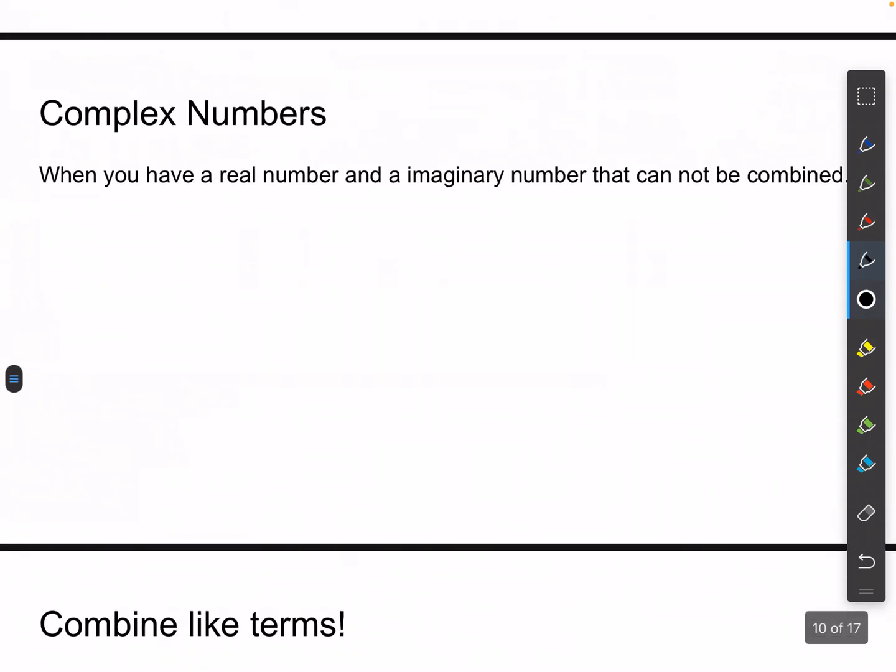All right, complex numbers. This is when you have a real and an imaginary number that cannot be combined. Okay, so whenever there's a real part of an answer and that's a separate term from an imaginary, we cannot combine these things. Those are not like terms. We can't say, oh, that's 7i. No, that's not 7i. That's 4 in the real number system plus 3 in the other number system. Okay, so since they're in different systems, we can't combine them.